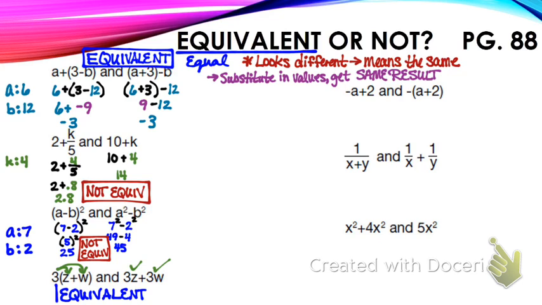All right, we're going to look at 3 more. Negative a plus 2. And then over here I have all the same numbers and all the same symbols, except I have parentheses around the a plus 2. Taylor, what do you think? Equivalent or not equivalent? Not equivalent.